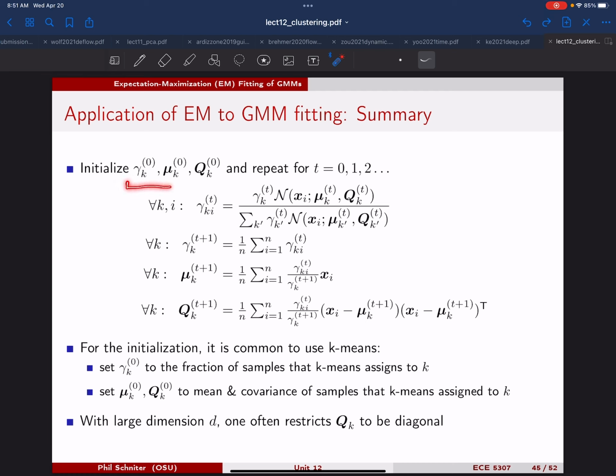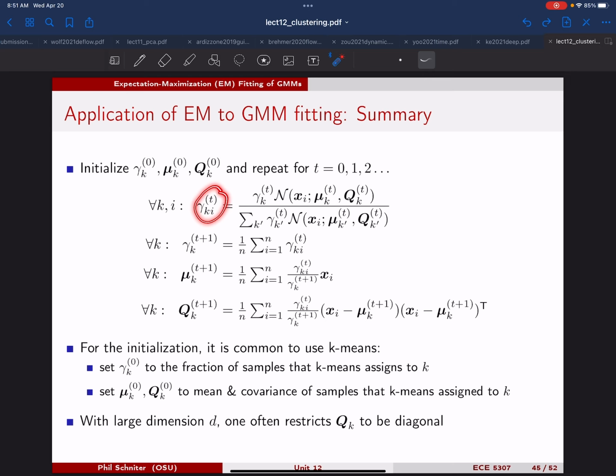So you start with some initialization of your weights, your means, your covariances, and you just repeat this here. So you first compute these gamma k i's. If you think about this, for a fixed i, this is a PMF of the membership probabilities for the sample x_i. So we compute this for all i. Next, we just do an average over i of that quantity to get these weights. So the weights are like an average over the samples version of this.